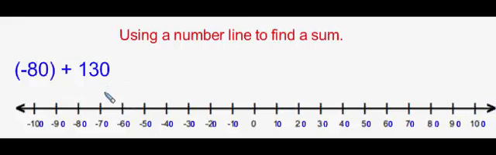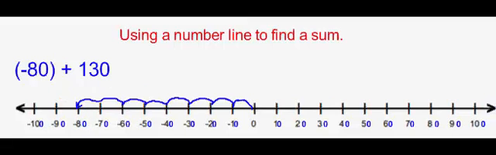The last example I'd like to do in the video is to take the number negative 80 and add it to 130. I'll start by going 80 units in the negative direction because the 80 was negative, remembering that every space I move represents 10 units, so I will count by tens, 10, 20, 30, 40, 50, 60, 70, 80. I'm now at negative 80.